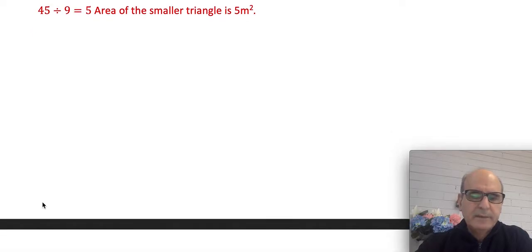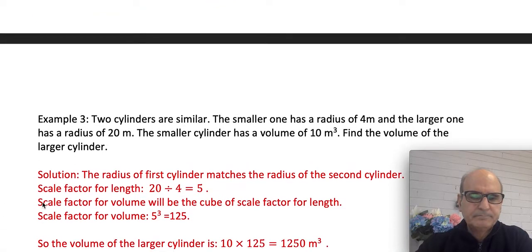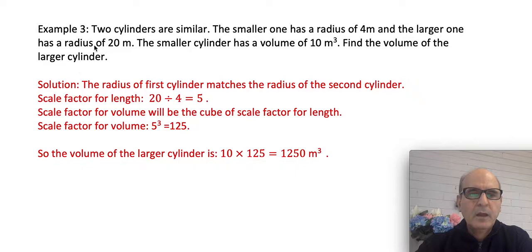Now we do an example for volume. Two cylinders are similar. So we're talking about two cylinders that are similar. The smaller one has a radius of 4 meter and the larger one has a radius of 20 meter.